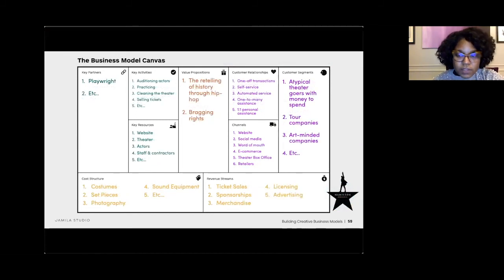And then Hamilton. So this is an entertainment model. This was a play that you paid to go to. The value of it was a retelling of a history of hip hop. As it got more popular, the value of it became bragging rights. So know that Hamilton was ticket sales and event sponsorships.